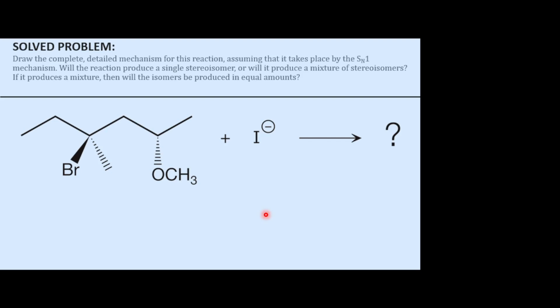All right. So let's look at this case right here. If you draw the complete detailed mechanism for this reaction, we'll assume that this takes place by an SN1 mechanism. Will the reaction produce a single stereoisomer, or will it produce a mixture of stereoisomers? If a mixture, are they going to be equal amounts? Okay, if it's an SN1, is it going to be a mixture or just one? Mixture. Do you think they're going to be equal amounts?